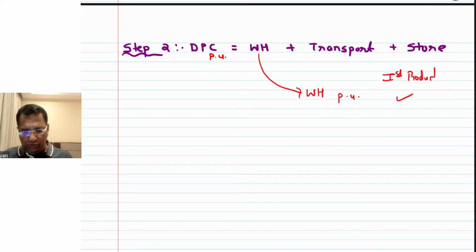If you are able to correctly compute the warehouse cost on per unit basis for the first product, you can easily apply the same for the second and third product. And if you are able to calculate the warehouse cost on per unit basis correctly, it's very simple for you to calculate the transport cost and the store cost. So to save time, I am giving time only to calculate the warehouse cost on per unit basis, only for the first product.